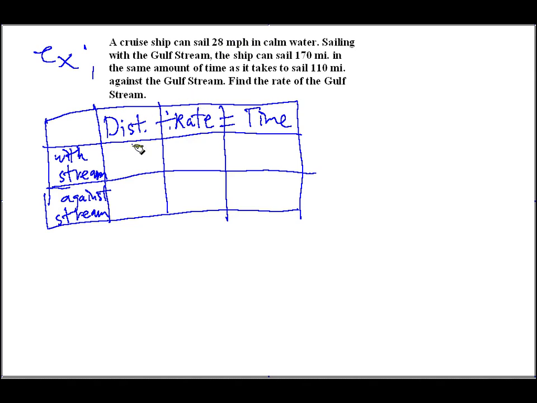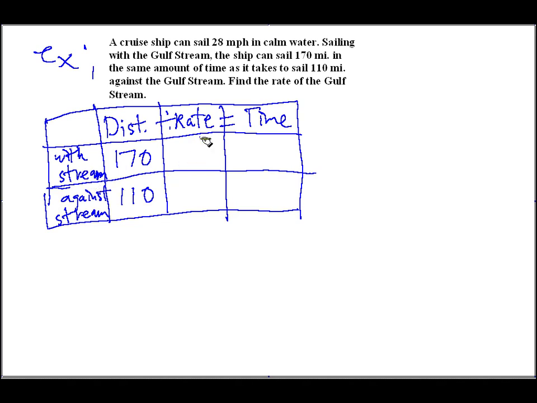Now, first of all, let's work on the distance, though. How far do we go with the Gulf Stream? It says sailing with the Gulf Stream, the ship can sail 170 miles. So 170 with the Gulf Stream, all right? How far can we go against the stream? It says in the same amount of time as it takes to sail 110 miles against the Gulf Stream. So 110 is the distance against the stream. Can we see that? Again, take your time to read this problem over and over again until you see these two numbers for these two situations.